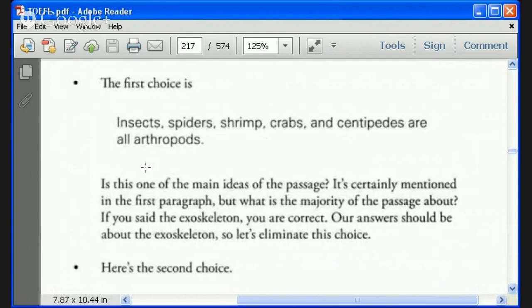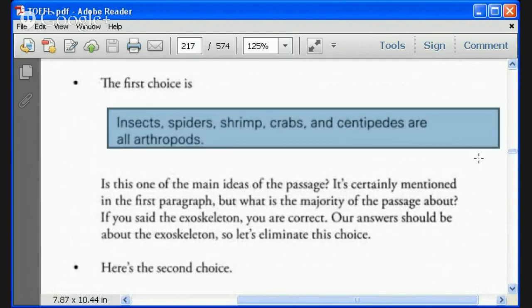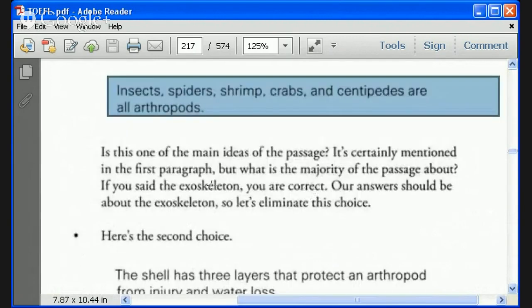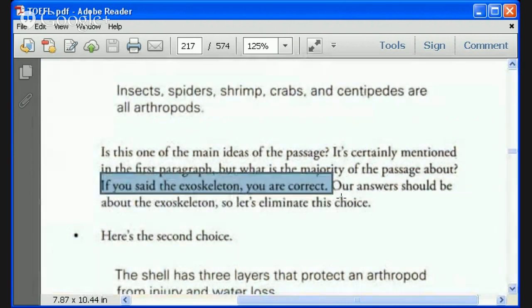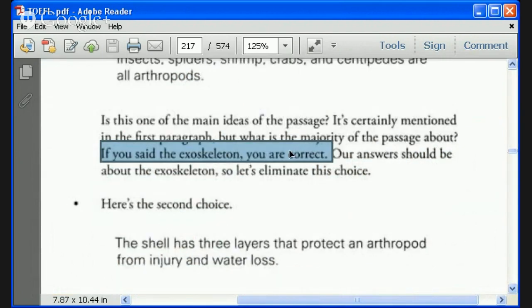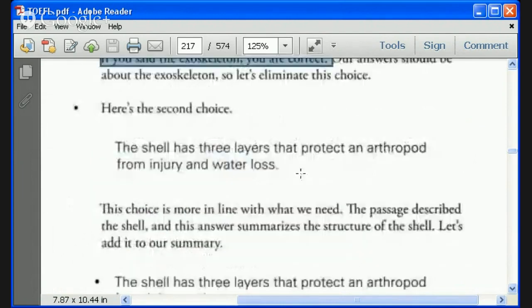So, first choice is eliminated. It's mentioned, but it's mentioned in a passage which is mostly talking about the exoskeleton. So you can look back at the passage and see, is it being actually used as an example to explain something else? In which case, it can be eliminated.